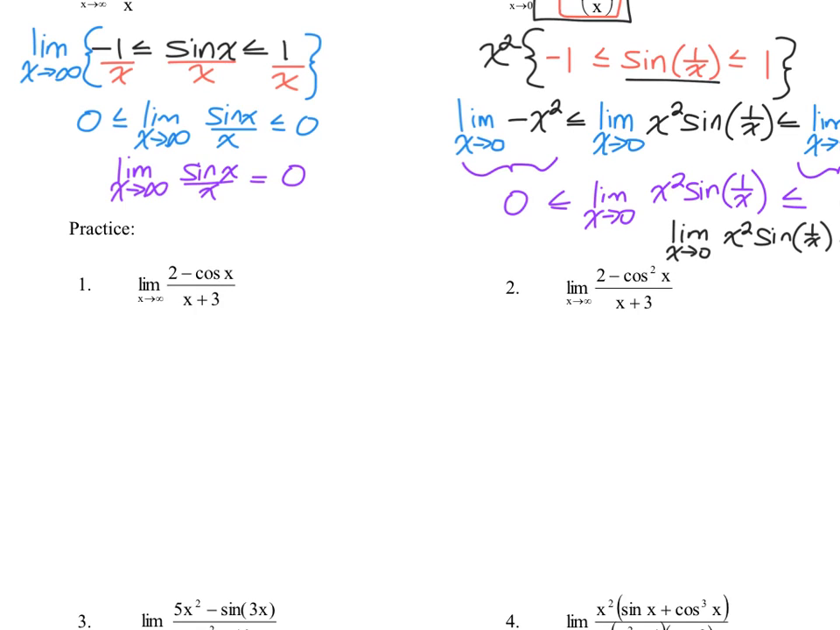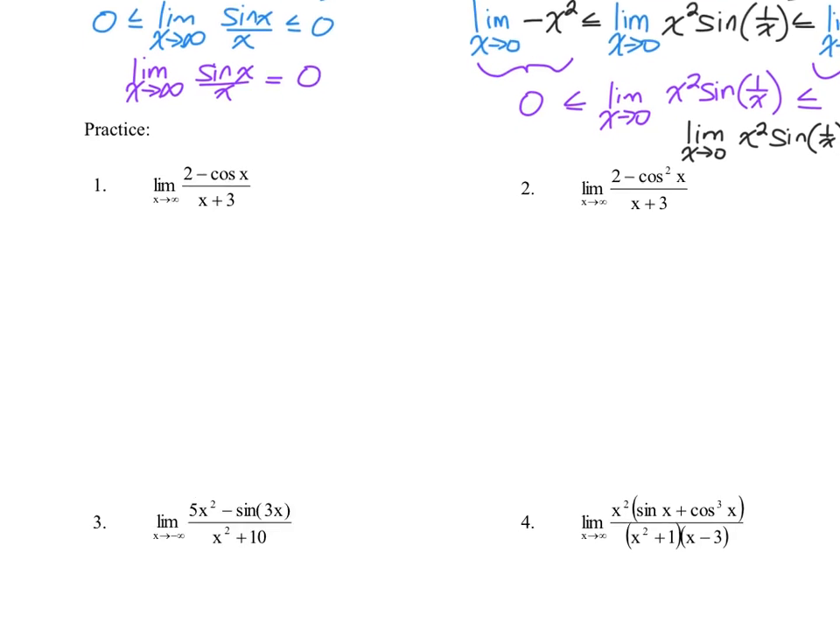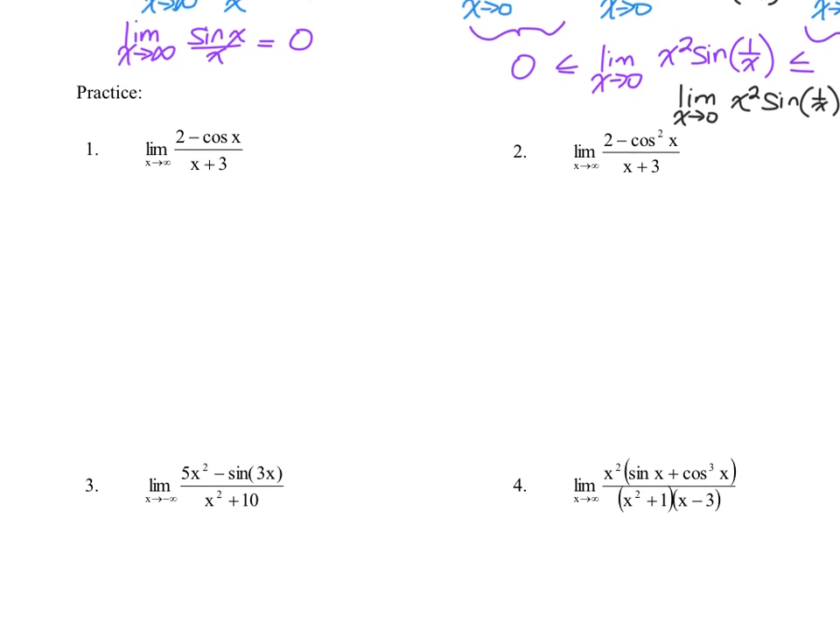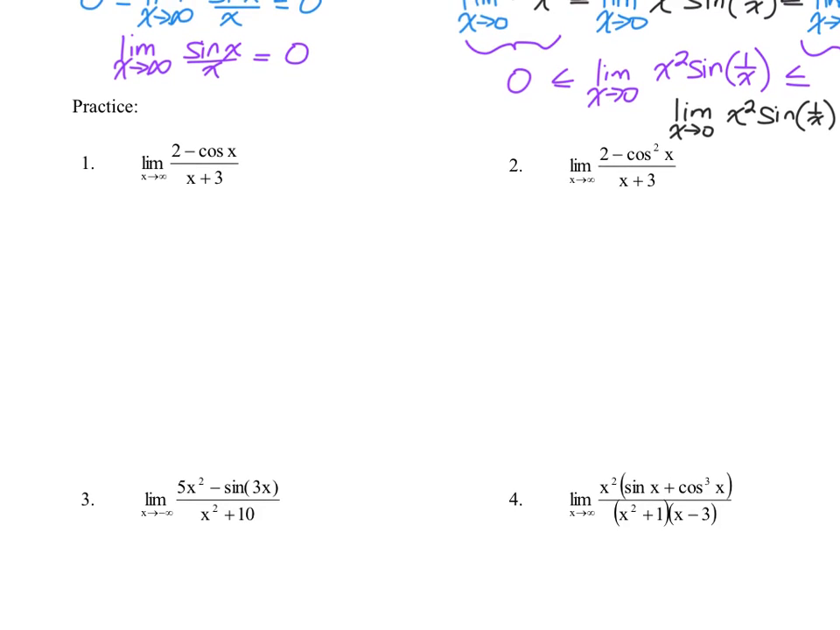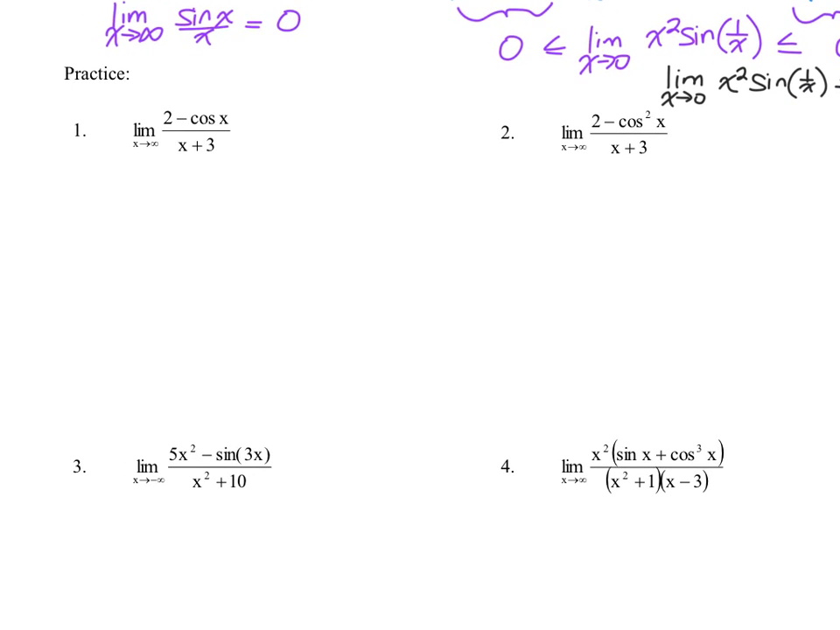Okay, so let's take a look at number 1 below. There's 2 minus cosine x, and then we're dividing by x plus 3. I guess it's fine, I'll do this one, because numbers 2, 3, and 4 are just jazzier versions of what we're going to do in number 1. So if you're with me on this process, we should be all right.